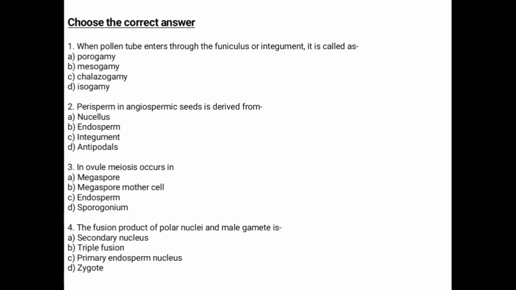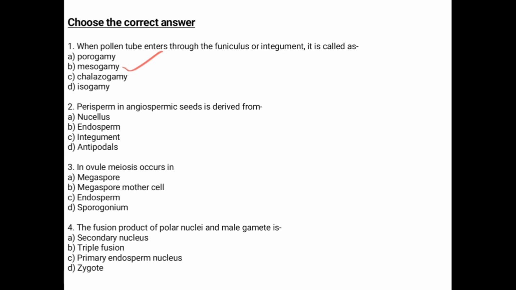First one, when the pollen tube enters through the funiculus or integument, it is called mesogamy. Because in porogamy, the pollen tube enters the ovule through the micropyle. Also, it is the most common route in angiosperms. In chalazogamy, the pollen tube enters through the base of the ovule, or the chalaza.